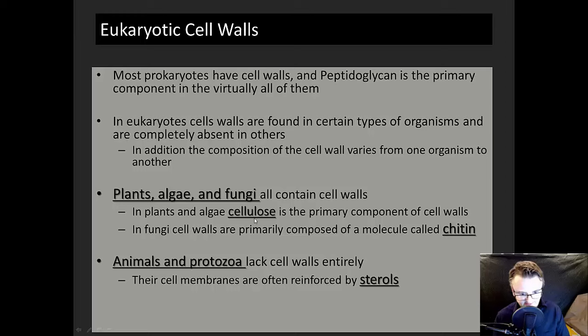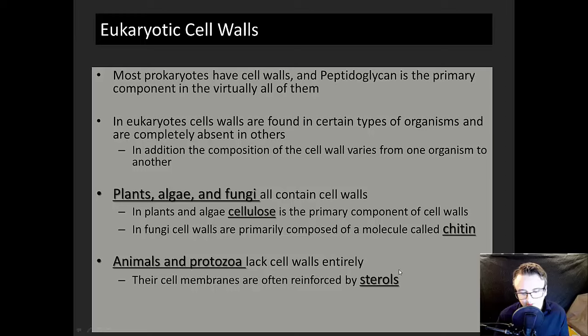Plants and algae contain a cell wall made of cellulose, and fungi contain a cell wall made of a molecule called chitin, which is a different building material. In animals, however, animals being another kingdom, and then protozoa also being a member of the protista kingdom, along with the algae, they completely lack cell walls and never have them, and have additional cholesterol type or sterol type reinforcements in the cell wall, or the cell membrane, excuse me.